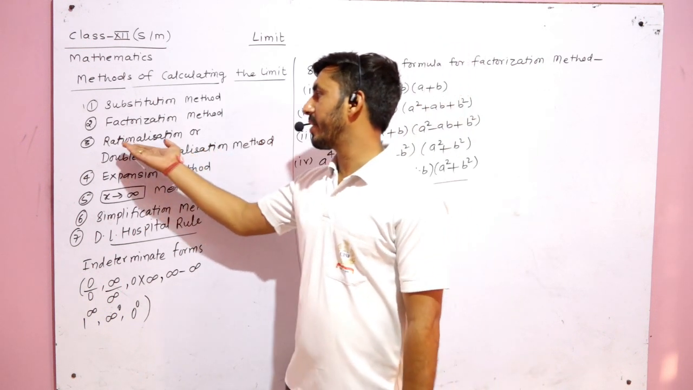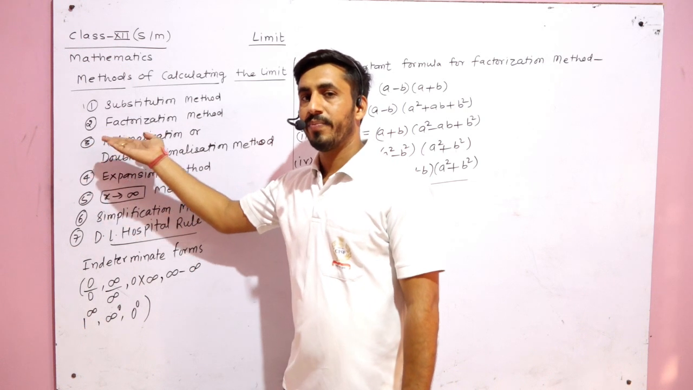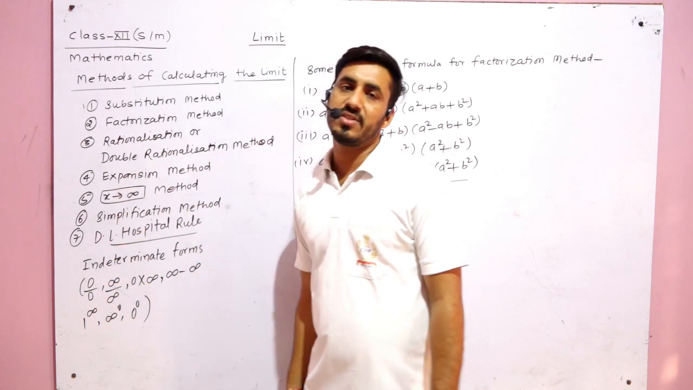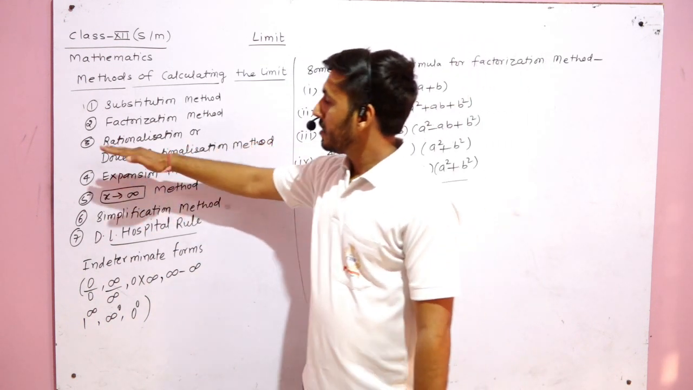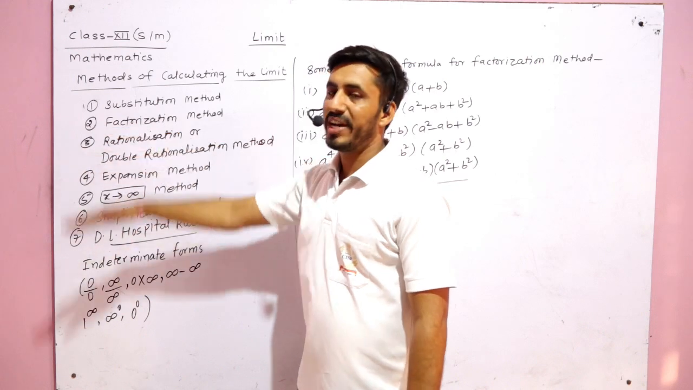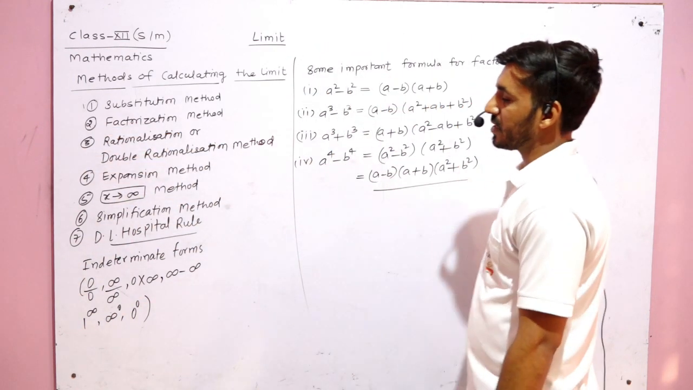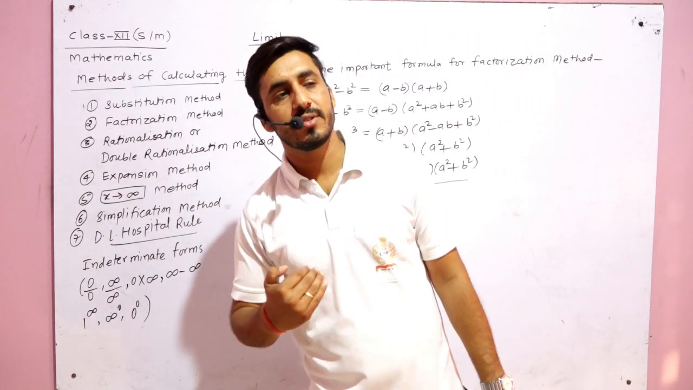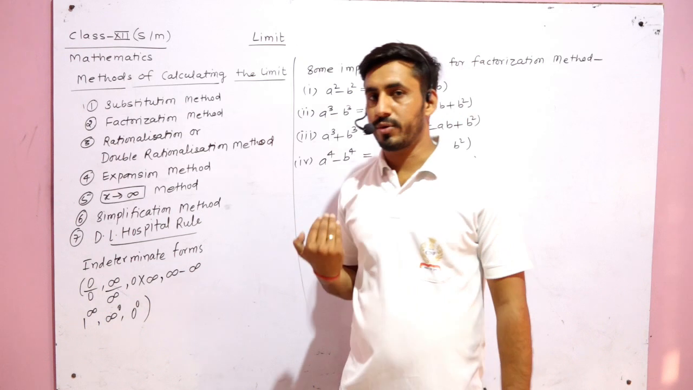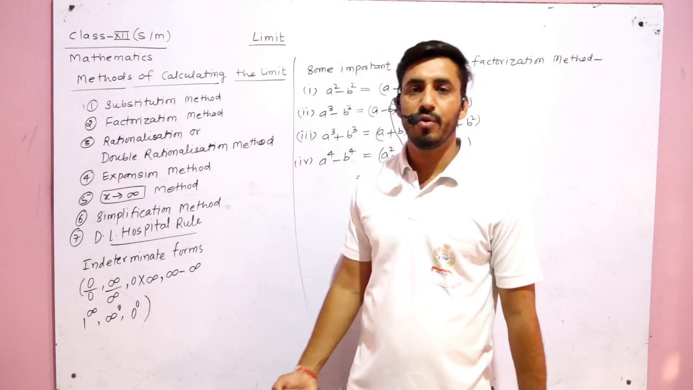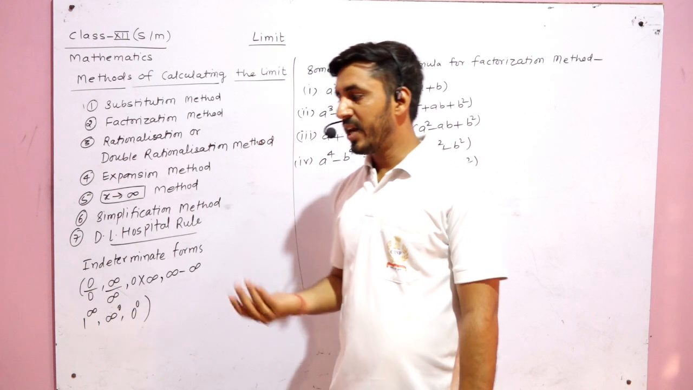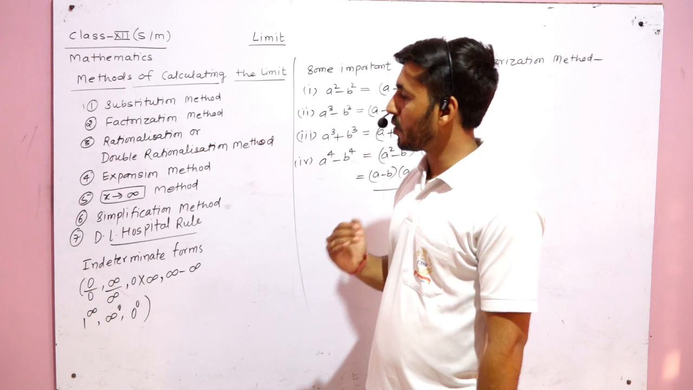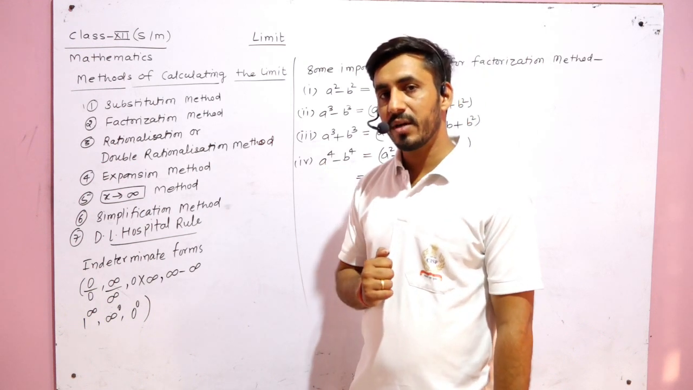The name of the method says rationalization or double rationalization. You can directly see the meaning of rationalization. How will this method work? If we have the functions in terms of roots, then this method will work. How can we eliminate the indeterminate form obtained from the substitution method?